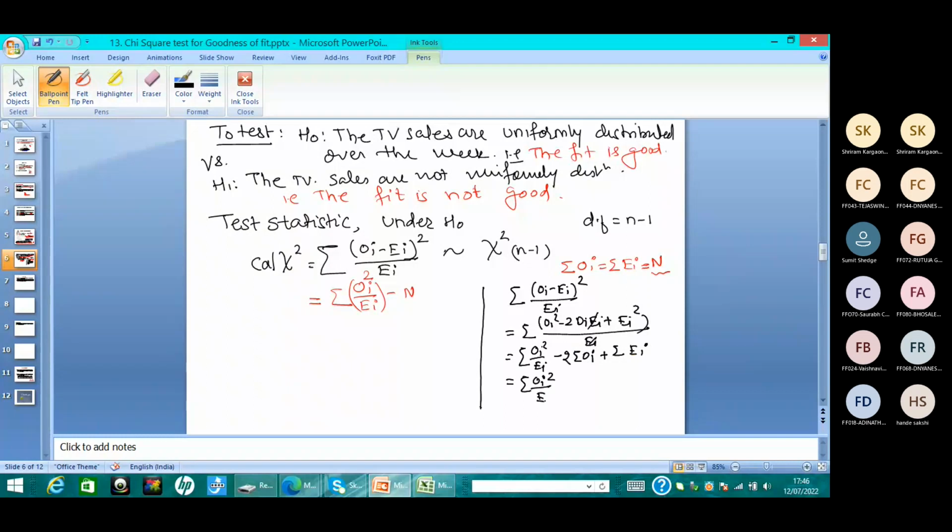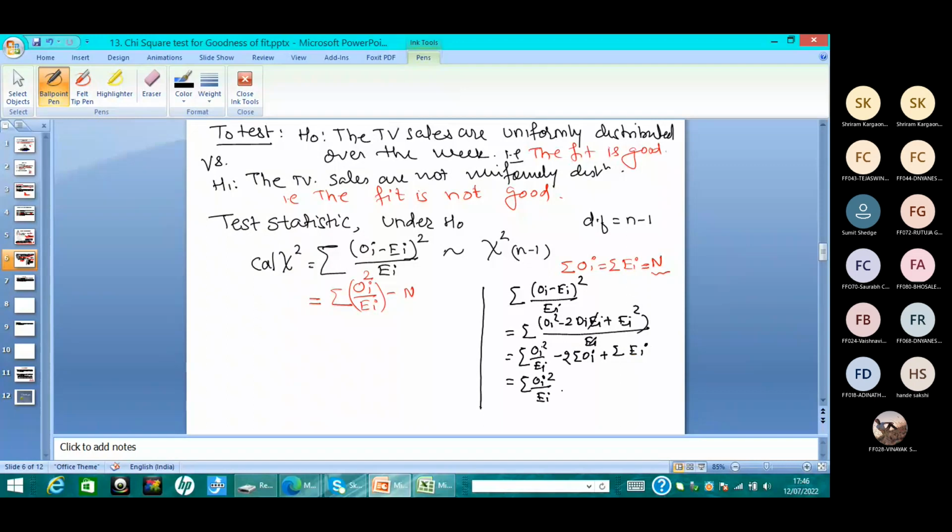Now just simple solving: summation OI square upon EI minus twice... What is summation OI and summation EI? That is nothing but n. I have already written it here, you can check it. So twice n minus twice n plus n, because summation OI and summation EI both are the same values. So finally you get the formula I have mentioned there: summation OI square upon EI minus n. So there should not be any doubt in your mind.